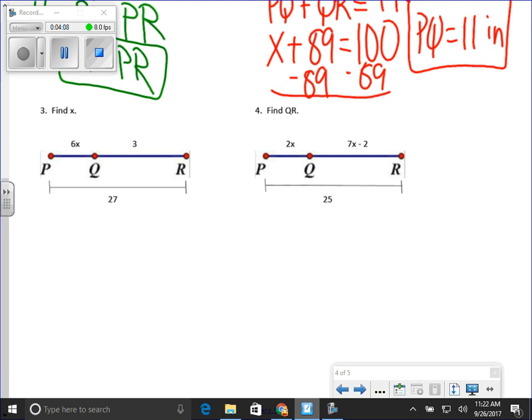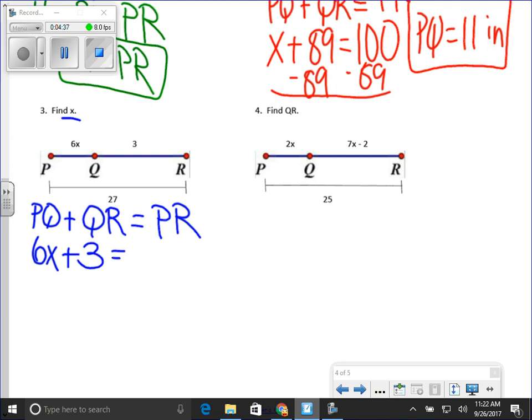Number 3, I want to find X. I need to figure out what X is equal to. Okay? So, either way, it's still segment addition postulate. I still know that PQ plus QR is equal to PR. All right, so how long is PQ? 6x. How long is QR? 3. How long is PR? 27. Do you see now we have a 2-step equation that we can solve to figure out what X is.